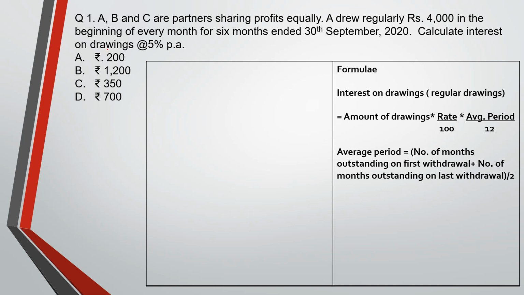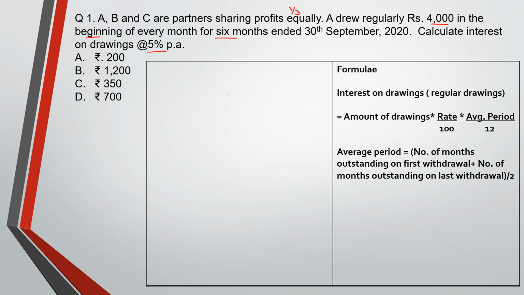First question for discussion is: A, B and C are partners sharing profits equally, which means 1/3, because there are three partners. A drew regularly 4,000 in the beginning of every month for 6 months. So 4,000 was withdrawn at the beginning of every month for 6 months ended 30th September. Calculate interest on drawings at the rate of 5% per annum.